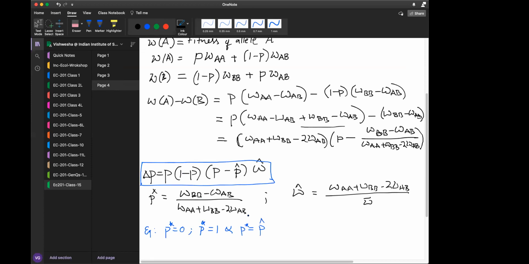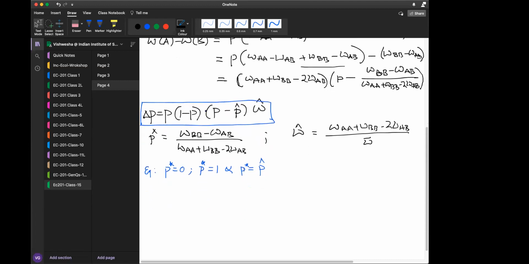What does P equal to 1, P equal to 0 mean? Everybody is allele B now, or everybody is allele A. P star is equal to P hat means that it's an intermediate value, because P can't be greater than 1 and can't be less than 0. So it has to be an intermediate value. Then only P star equal to P hat makes sense. Do you agree with that point?